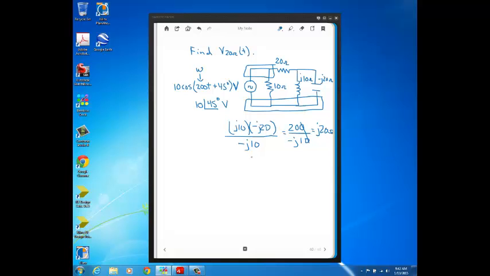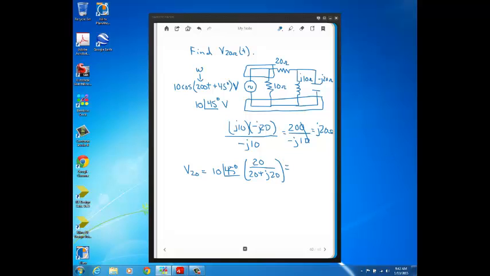Okay, and now to find the voltage across that 20 ohm resistor, I can use voltage divider because I've got a 20 ohm in series with J20 ohms. So the voltage across that 20 ohm resistor will be the source voltage, which is 10 at 45 degrees, times a ratio of impedances where 20 is in the numerator and 20 plus J20 is in the denominator.